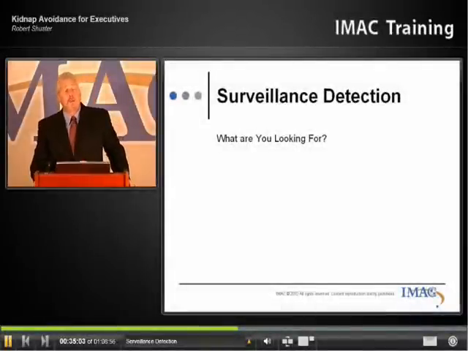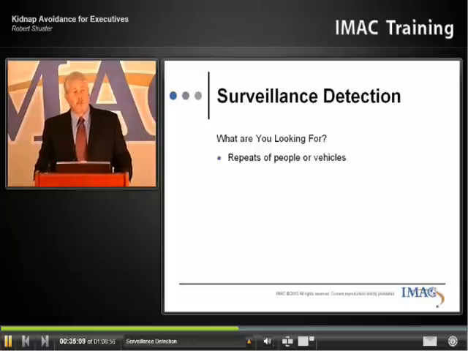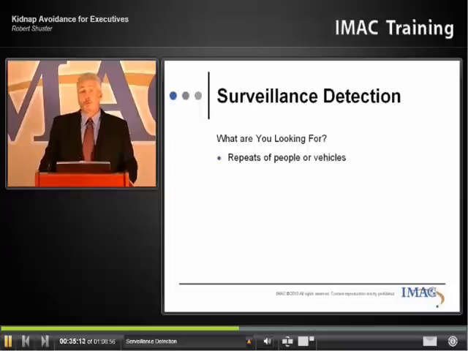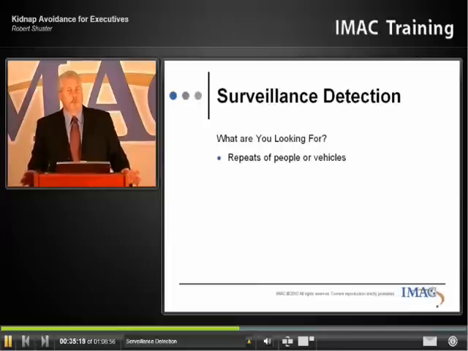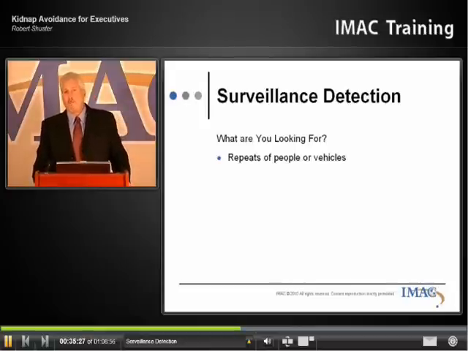Now let's talk about surveillance detection. What are you looking for? Most importantly, you're looking for repeats. Repeats of people or repeats of vehicles. You see the same person or people at several times during your day, during your walking routes or your vehicular routes. You see the same cars at different times of your day, around the home, around your office. These repeats have to be red flags.